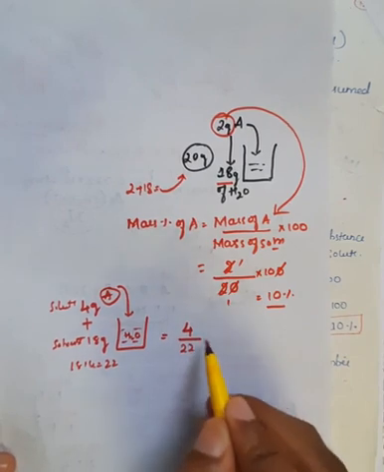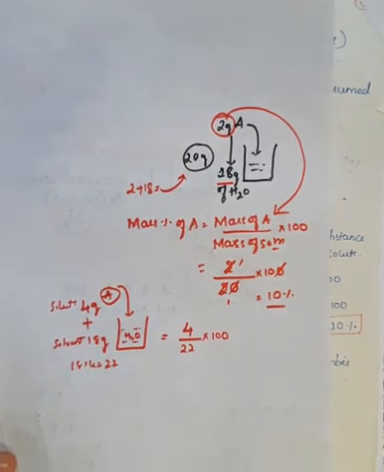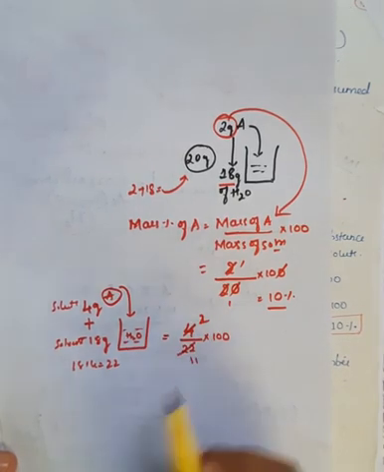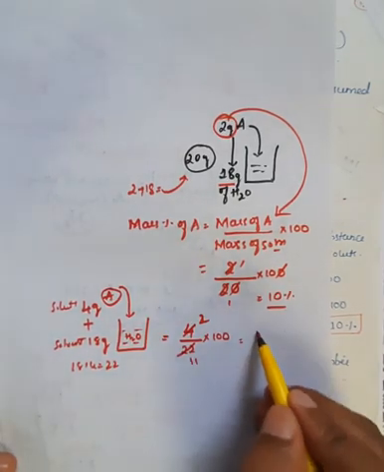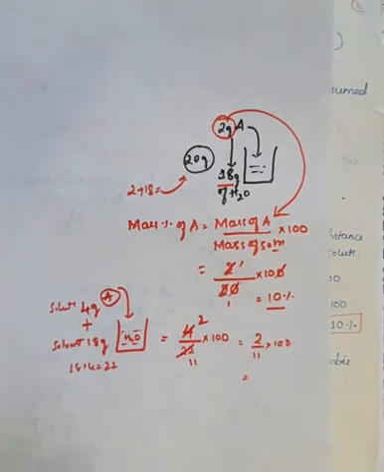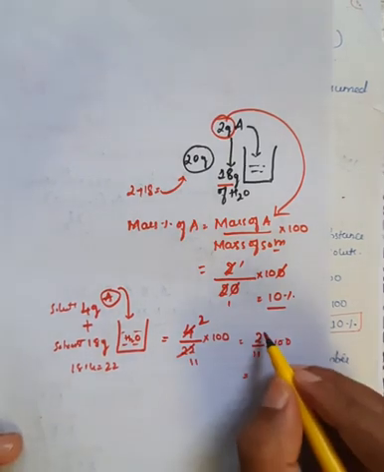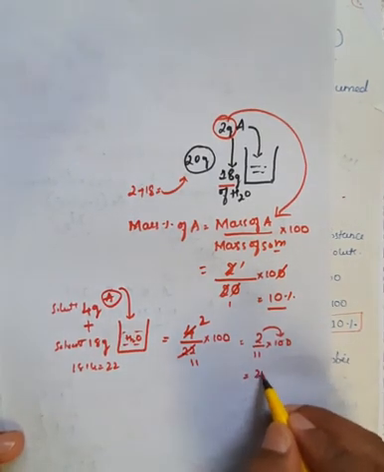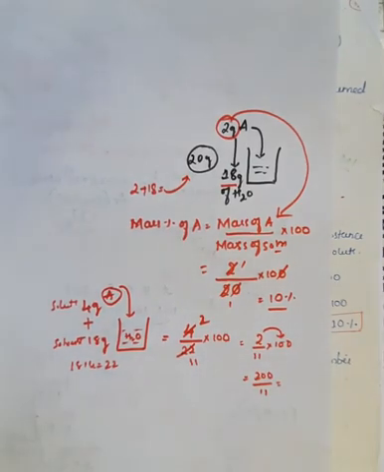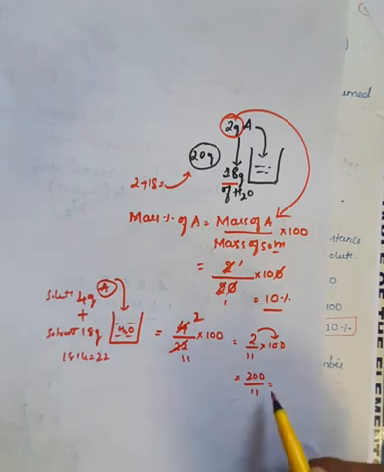Therefore 22 into 100, right? So if you cancel, 2 2s are, 2 11s are, so 2 by 11 into 100. Here you can calculate 2 into 100 is 200 divided by 11. So that is 200 divided by 11.